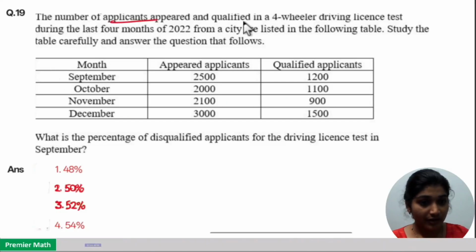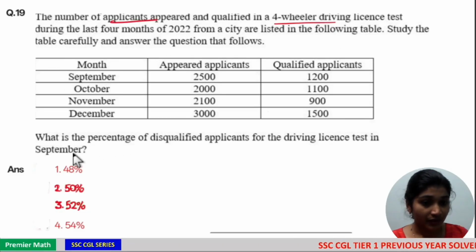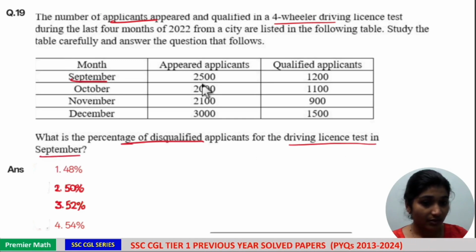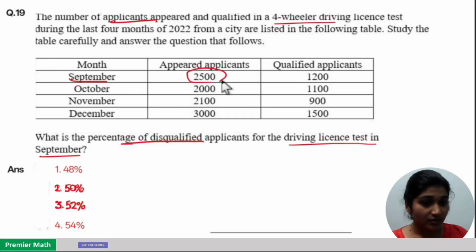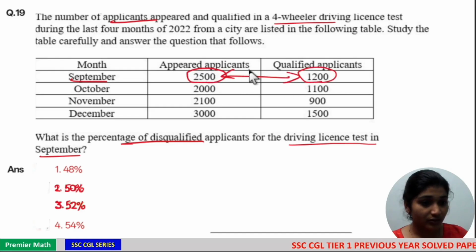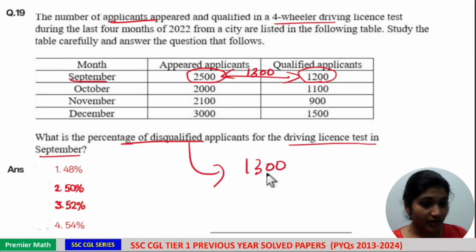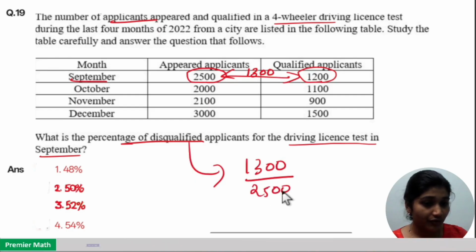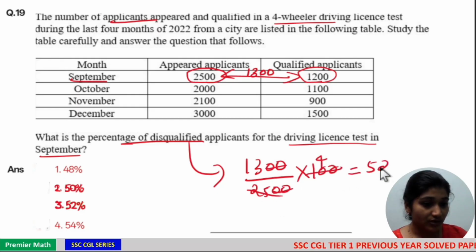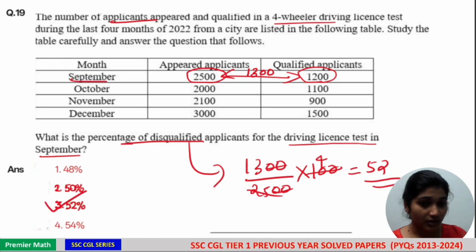The total number of applicants appeared and qualified in a four-wheeler driving license test during the last 4 months is given below. What is the percentage of disqualified applicants for the driving license test in September? In September, appeared applicants is 2500 and qualified is 1200, which means disqualified is equal to the difference, 1300. So the required percentage is 1300 disqualified from a total of 2500 appeared candidates. If you convert it into percentage, 25 goes 4 times in 100, 13 into 4 is equal to 52. So 52 percent, option 3 is your answer.